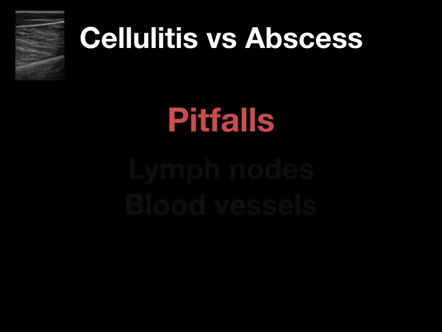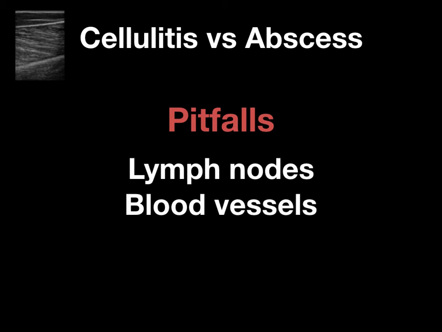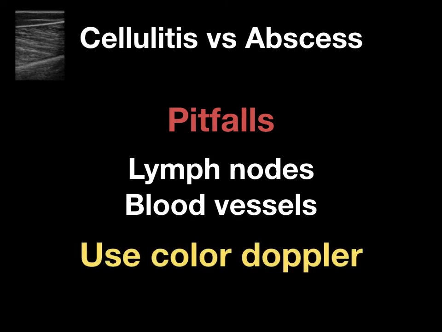Two more pitfalls I want to just talk about real quickly when evaluating for soft tissue infection are two structures that you definitely want to avoid. Both of these are lymph nodes and blood vessels. Lymph nodes can often appear hypoechoic with a central hilum that appears bright, and this can easily be mistaken for an abscess. Blood vessels simultaneously can also appear well circumscribed and round, and if you don't use color Doppler, then you might mistakenly try to incise and drain a vein or an artery, and that wouldn't be good.